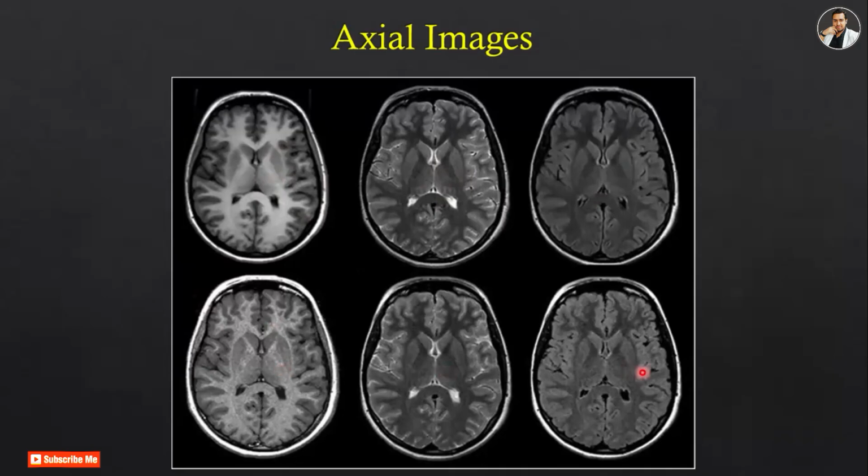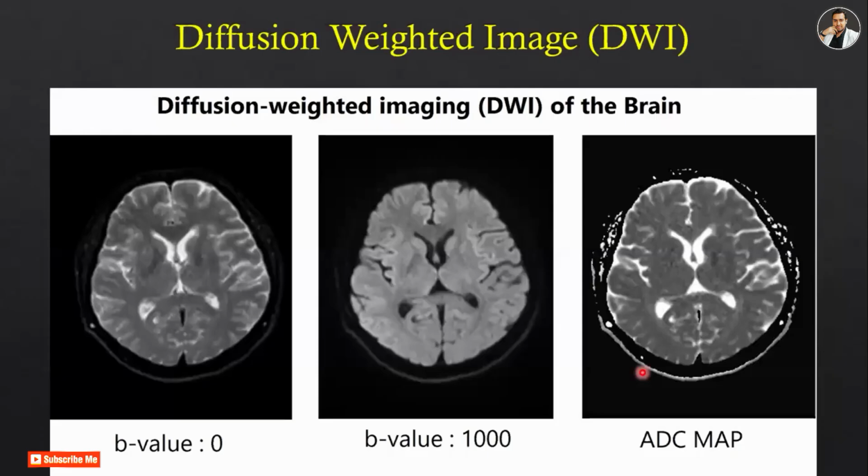Now we have a diffusion-weighted image. After this scan, we will get 3 series. The 3 series will come in one folder. The first will be the diffusion with a B value of 0. Another B value will be 1000. We will print this 1000 series as the diffusion.